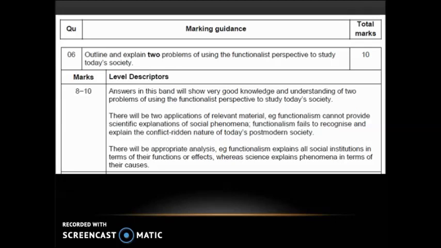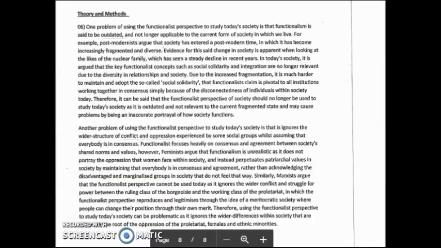Final question: outline and explain two problems of using the functionalist perspective to study today's society. As you can see, Kate has got two clear problems. She starts off and she explicitly states what they are. Outdated was one of them, and the structure of conflict versus the consensus. She applies examples of what those problems are, contemporary examples, and compares it back to the functionalist approach on both paragraphs. And then she also has some analysis at the end. Sorry, that one was quite rushed, but I am running out of time.